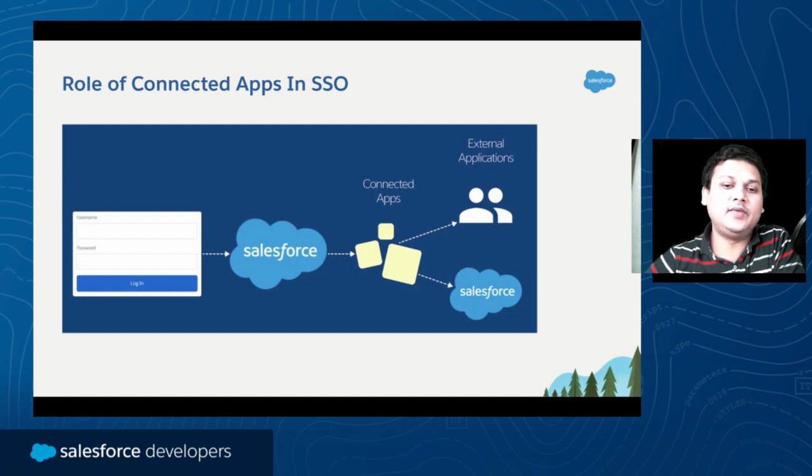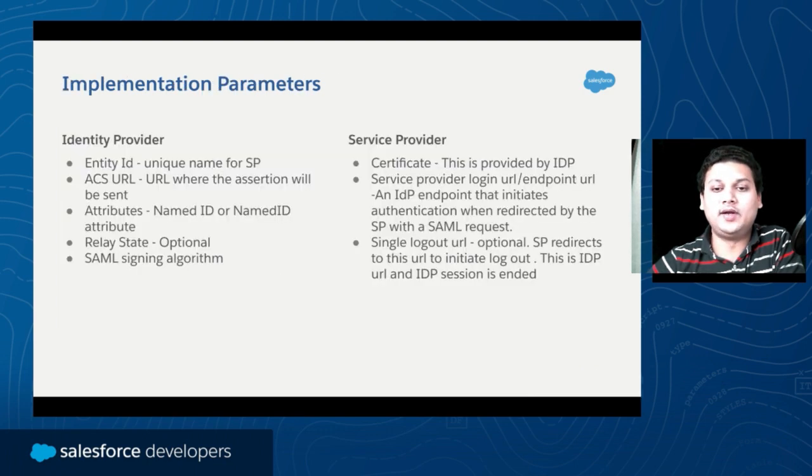So that's why we are exploring the connected apps in this session, and we will see what configurations are required at the connected app. Notice that you need the connected app only when Salesforce acts as an IDP. When Salesforce acts as a service provider, we need some more configuration, and I'll show you where we can configure those things. For example, the certificate and the provider login URL, or an endpoint where the IDP initiates that authentication.